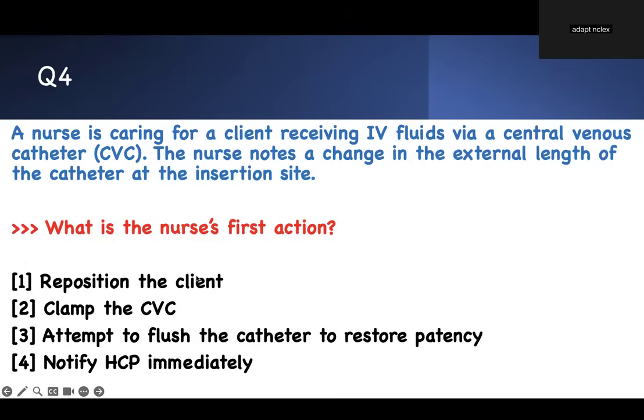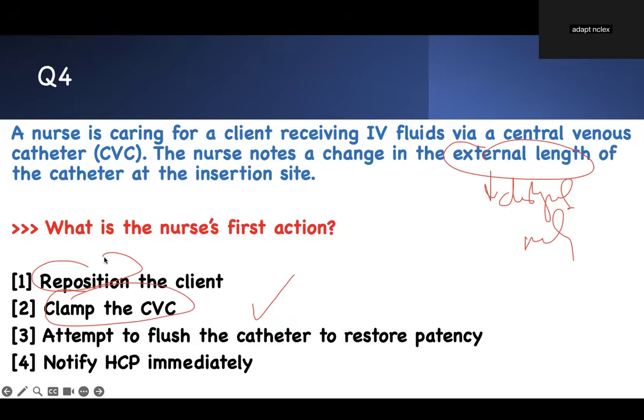The first thing you want to do, because there is a change in length, is this is what we call dislodgement or malposition. Something is wrong. It's either gone in too far or it's been pulled. You don't know. The best thing is to secure the tube so that it does not move anymore. Change of position is usually used when the catheter is clogged. Most of the time when a catheter gets clogged, it's because the tip of the catheter is against the wall of the vessel, and therefore changing position would dislodge it. But this means the catheter has lengthened, either it's been pulled or it's coming out already.